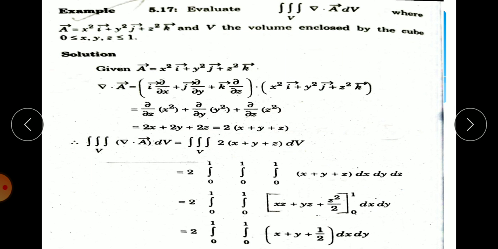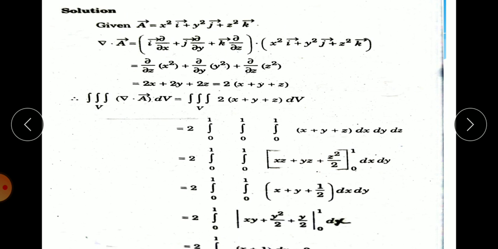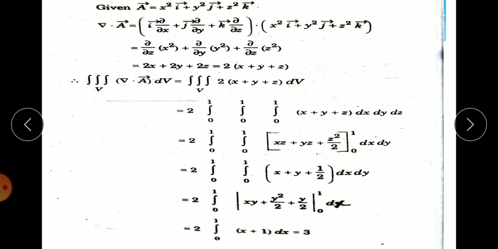Now in place of the given question, we have to write triple integral over V of 2 times x plus y plus z into dV. For this integration, we apply the limits 0 to 1, 0 to 1, 0 to 1, where dV is dx dy dz. Then as usual integration we are doing. First we do dz, then dy, then dx. So finally we are getting the answer as 3. So as usual integration only.